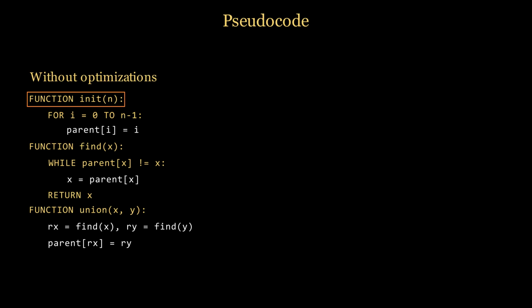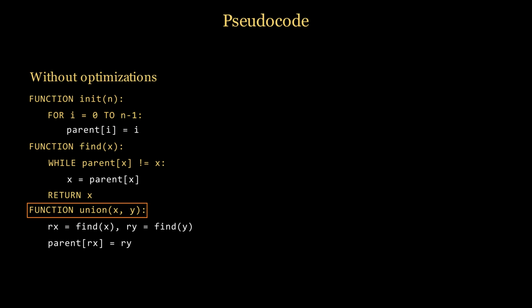Init, initialize the structure for n elements. Loop over every element. Set each element as its own parent, everyone starts as its own root. Find, follow parent pointers until we reach a root, then return it. While x is not its own parent, we have not reached the root yet. Move x up one level by following its parent pointer. X is now the root, return it.